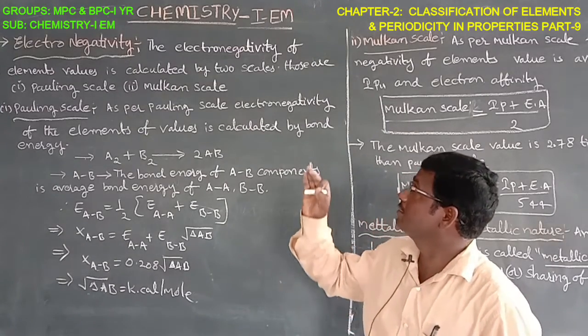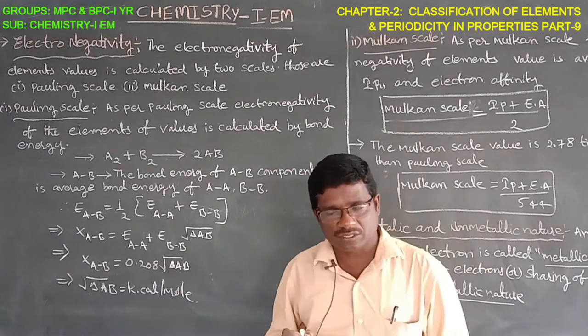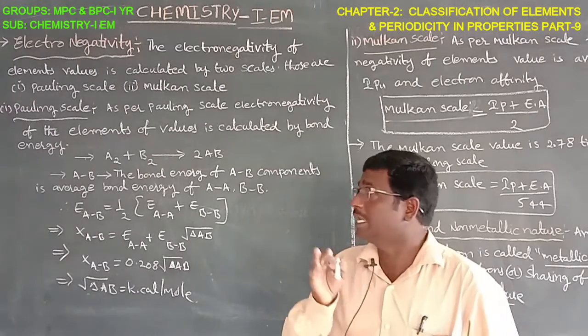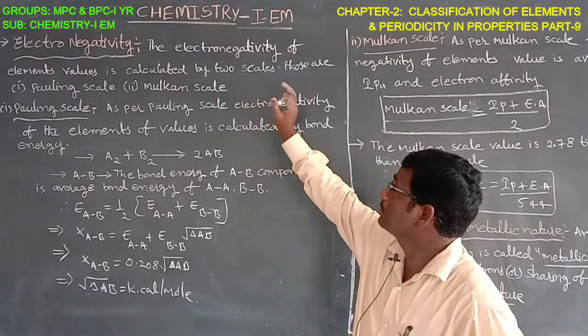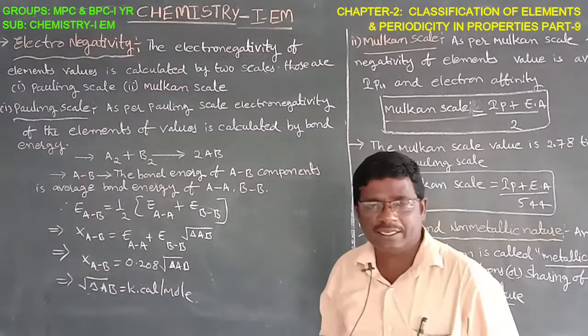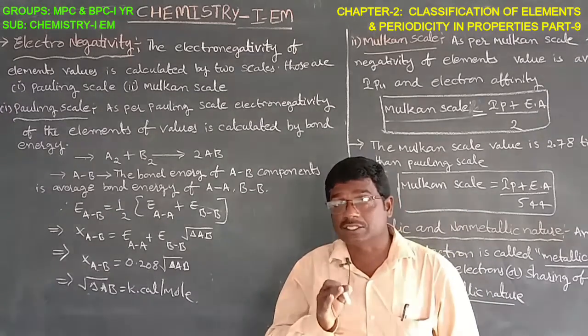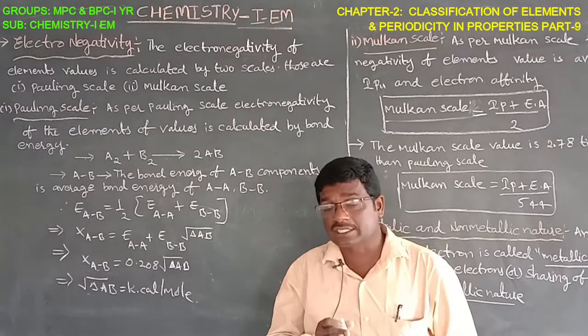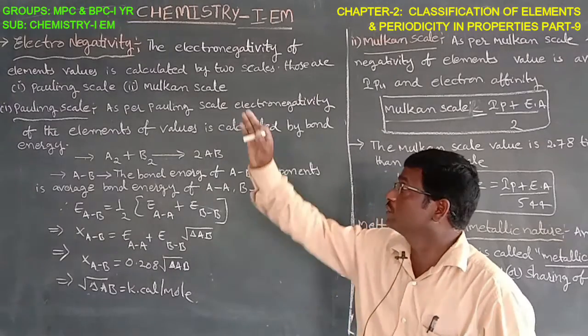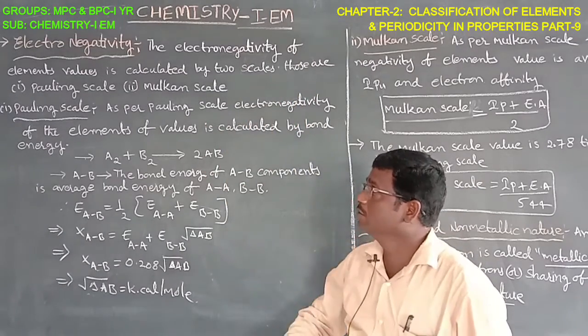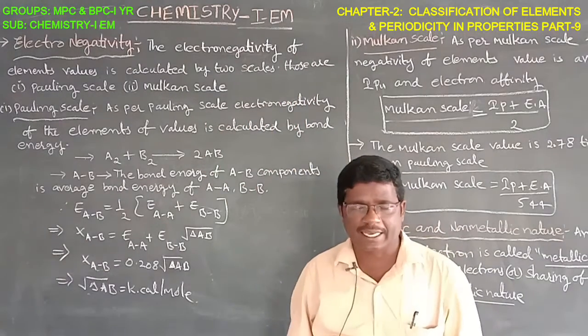The electronegativity values of the elements are calculated by two types of scales. Those are, the first one, the Pauling scale, and the second one, the Mulliken scale.